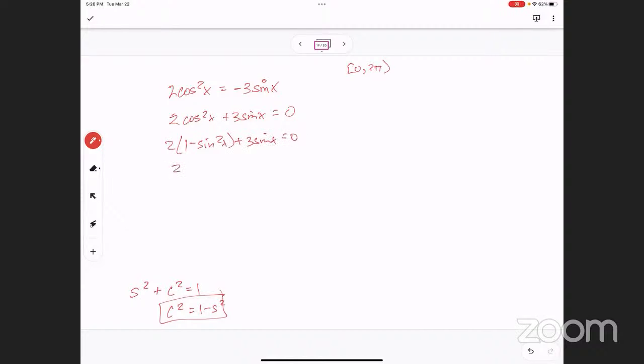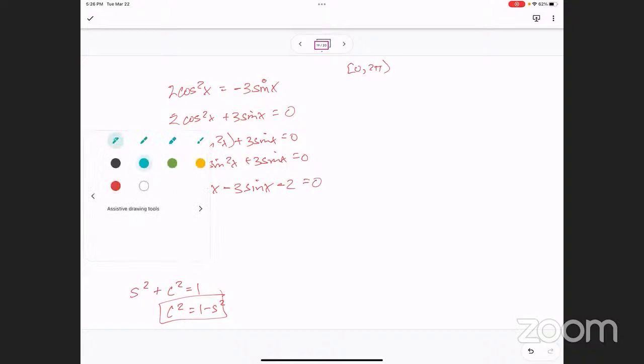Now I can distribute that 2 in. Got it? And now I'm gonna multiply everything by -1 just because it'll look better. When I multiply by -1 and put them in the right order, that's gonna be sine squared x minus 3 sine x minus 2 equals 0. I multiplied by -1 because I want this to be positive. Or you can think of moving all of them to the other side, and changing the order so that it's easier to see.